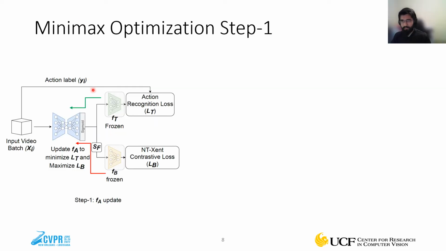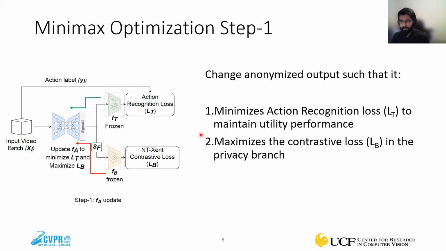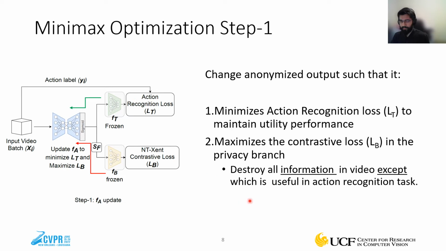To optimize our framework, we use a minimax optimization strategy. First, we take the initialized models, then freeze FT and FB, and update FA in such a way that it minimizes LT loss and it maximizes LB loss. We know that the self-supervised loss LB helps in learning all spatial cues, and maximizing it destroys all such information. At the same time, we are retaining the information which is useful for action recognition.